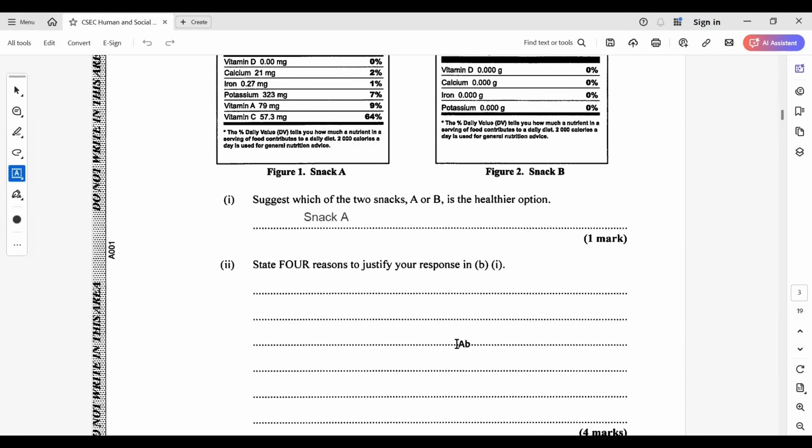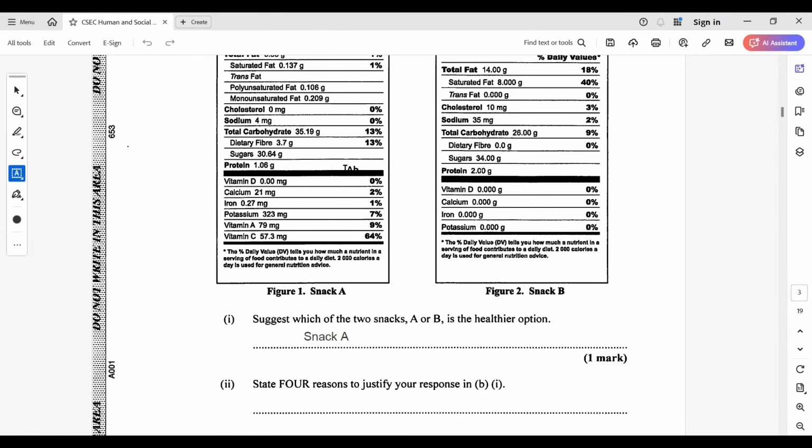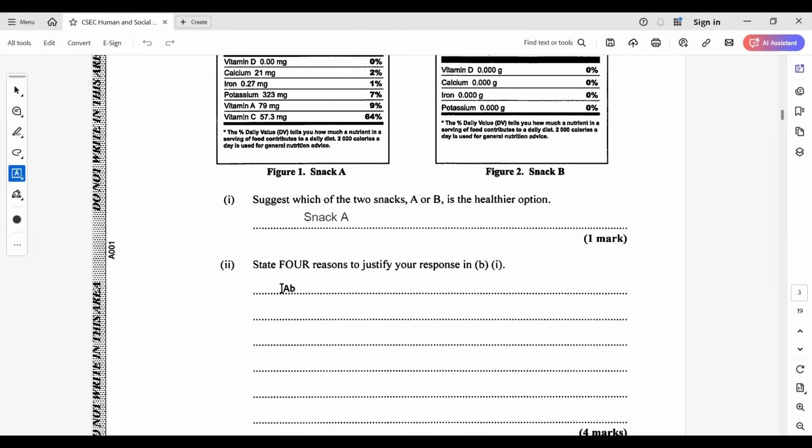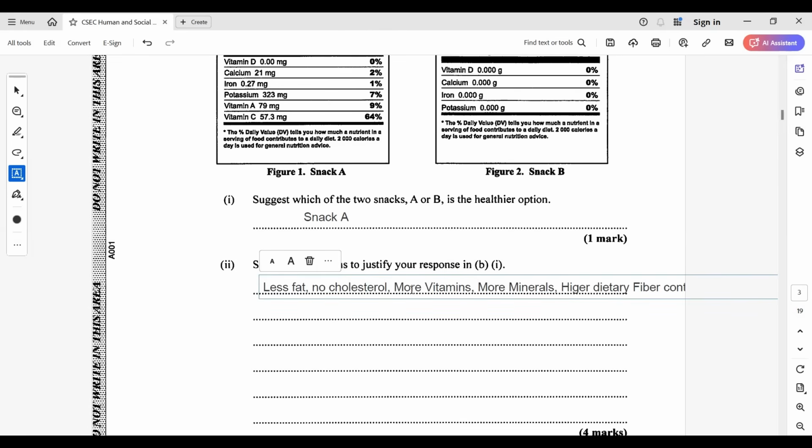State 4 reasons to justify your response in B, Roman numeral 1. It means this one, why did you choose A? Yeah, you need to justify, give your reasoning. And if you compare this, basically compare and contrast which one is healthier versus which one is not as healthy. So let me give some responses.